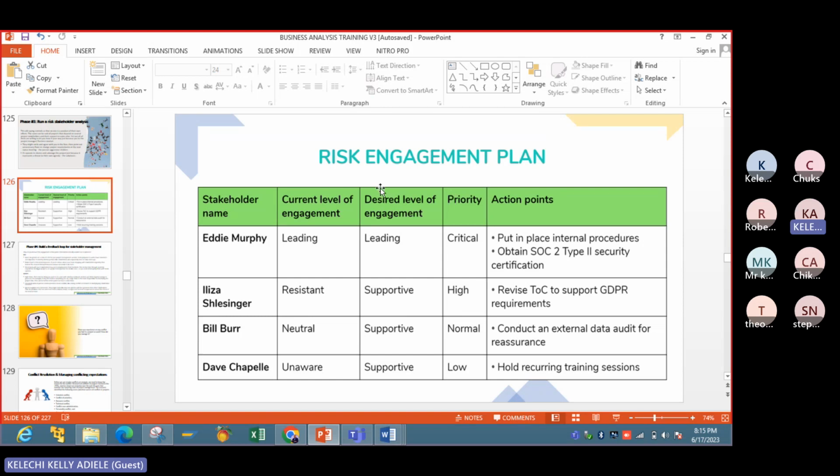Then the desired level: how do you want to engage this person based on their current level of engagement? What is the priority? Is it critical? Because this is a leading engager. The resistant one is the priority high. Then you have the action points. You see? So this is what we call the risk management plan for stakeholders.